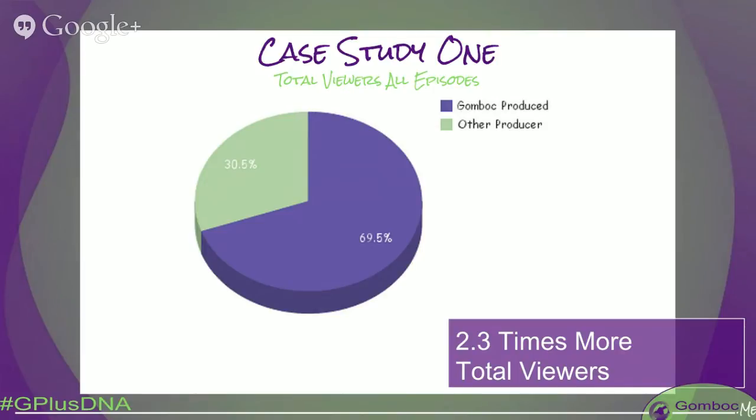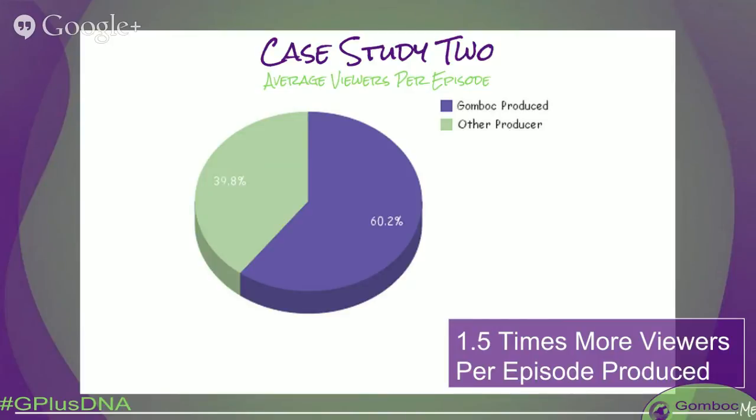Okay. So consistency is important. Consistency, the way you post, what you post about, how you engage with the people, all of these things are vitally important to the success of an HOA. So this is the same case study number 1. This is total views compared, 70% to 30%.